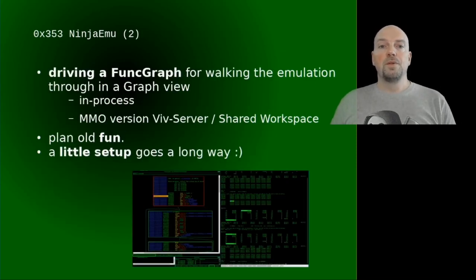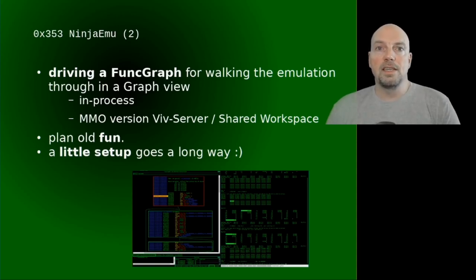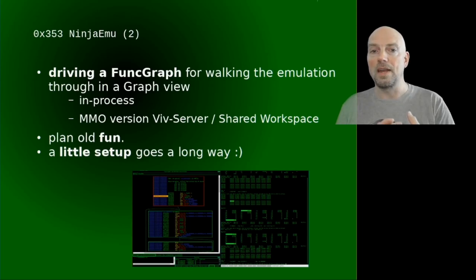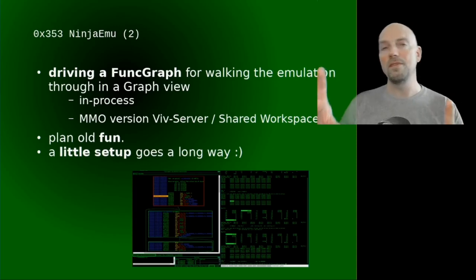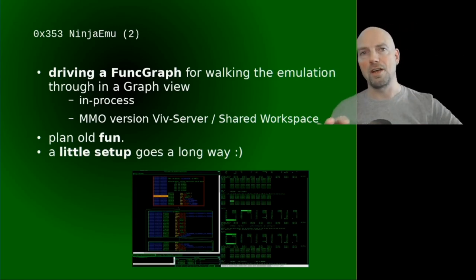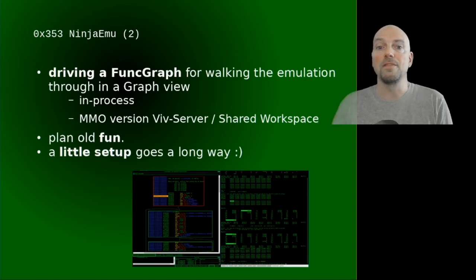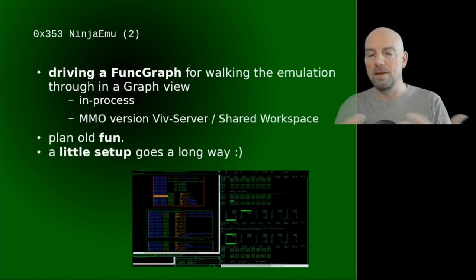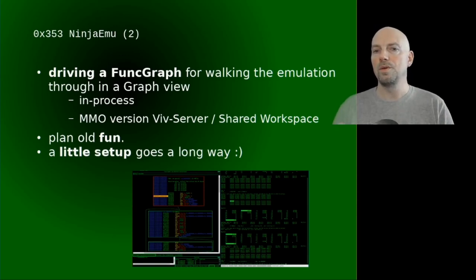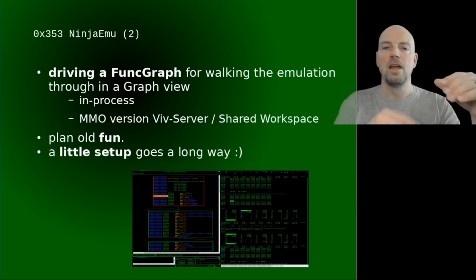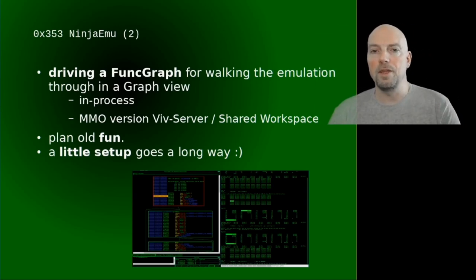And then NinjaEMU, one of the more recent additions is the ability to drive a function graph to walk through emulation through a graph view. There are two ways that we do this. First of all, we've got in-process function graph driving, which means basically from within Vivisect, you drop out to a shell from the same terminal that you started Vivisect up in. It gives you an IPython interactive prompt, and you set up the NinjaEMU and you run it from there, telling it what function graph name you want to drive. And as you emulate through, it will track it through that function graph.